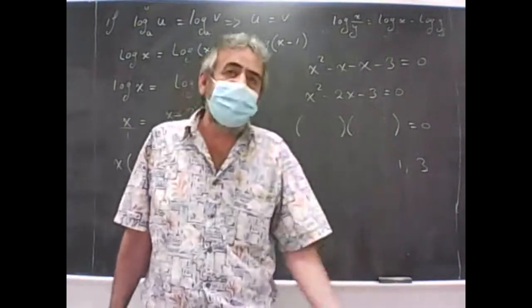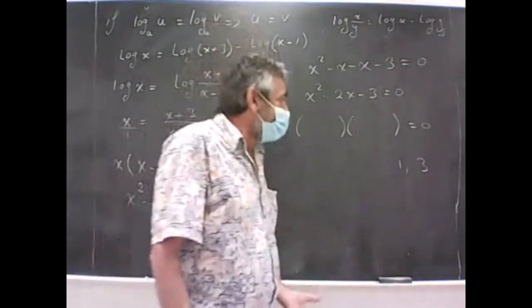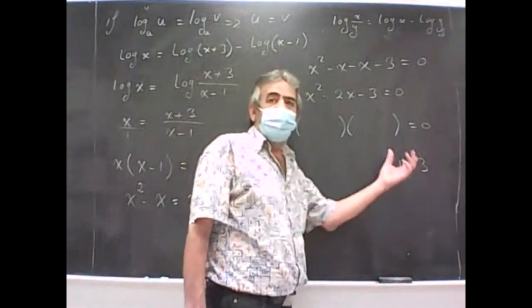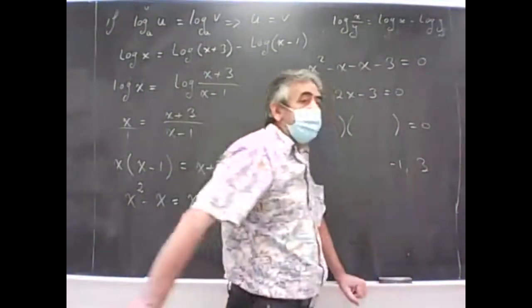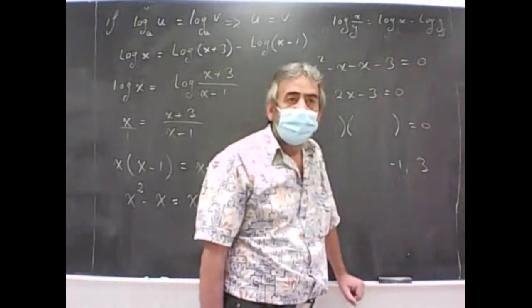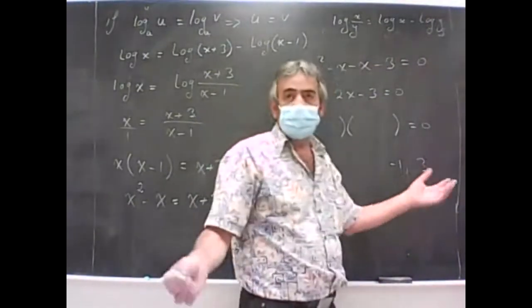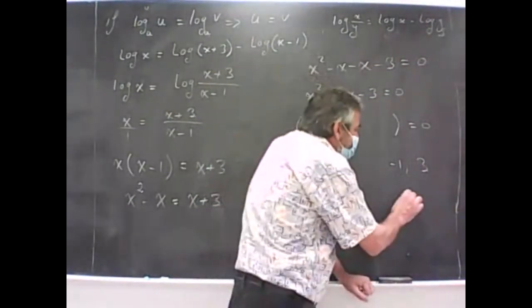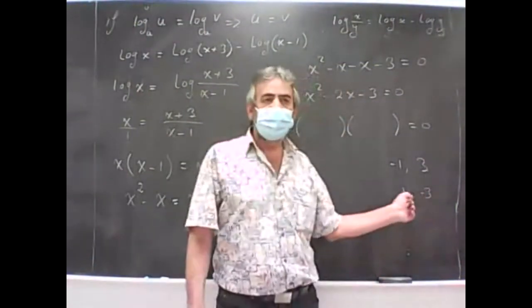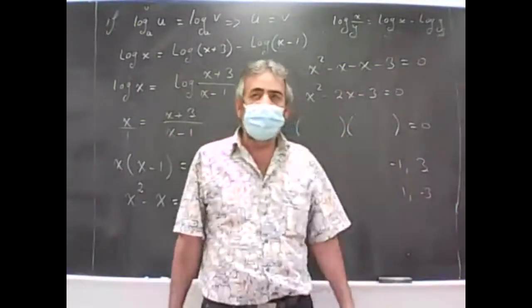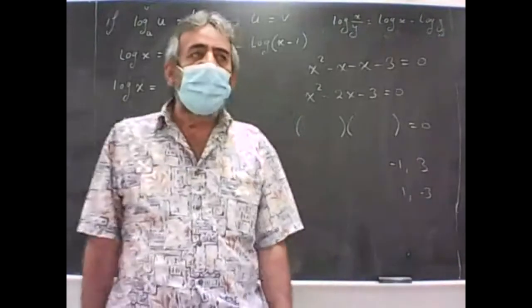So that means one of them has to be negative. I don't know which one is negative, but I'm going to put all of the scenarios together. It could be that 1 is negative, and negative 1 times 3 is negative 3. But it could also be that 3 is negative, and 1 times negative 3 is negative 3 as well, right?